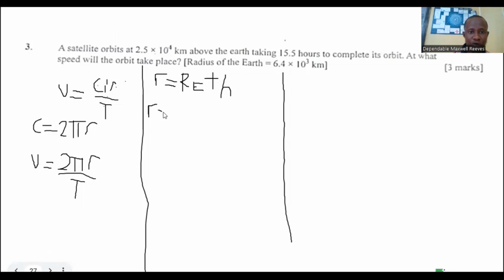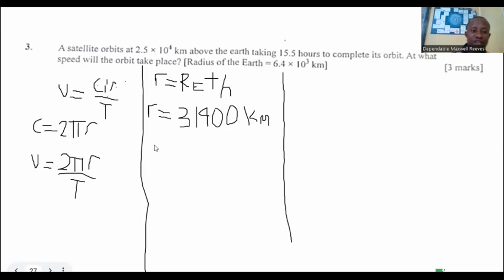We will have the value of 31,400 kilometers. So the sum of the Earth's radius plus the altitude of the satellite given to us is 31,400 kilometers. That's the value of R. We can now determine the speed at which the satellite will orbit.